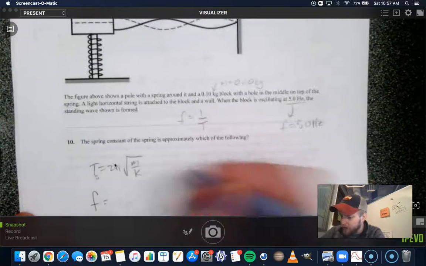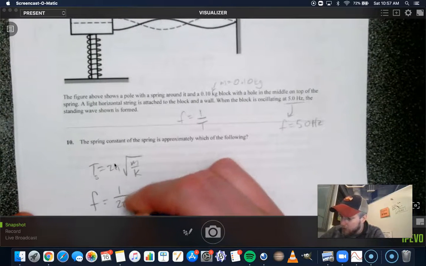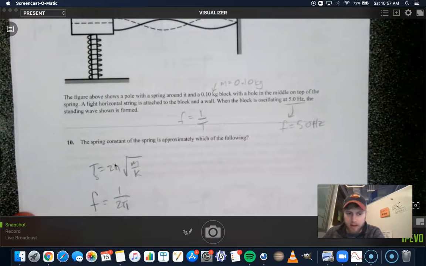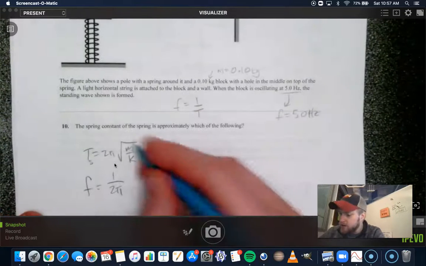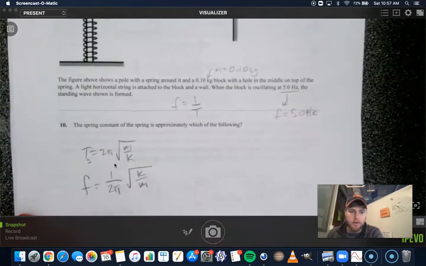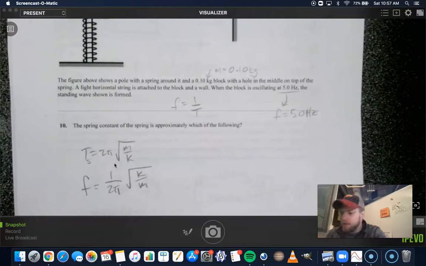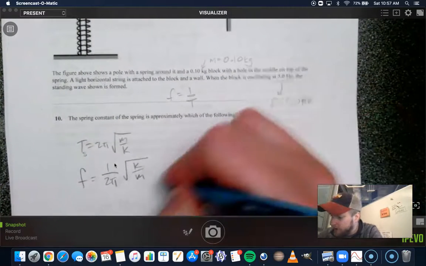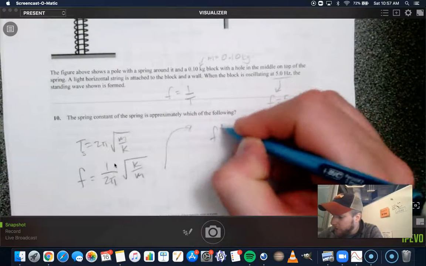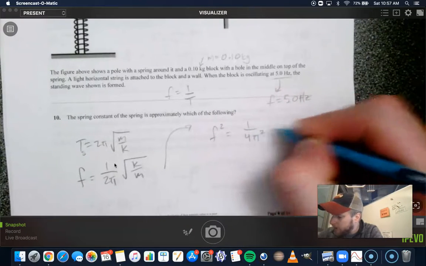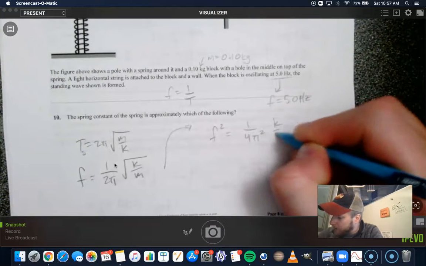Just invert everything, so 1 over 2 pi, right? It's 1 over T, which is f, 1 over 2 pi, and then just invert that as well. Back in our notes, we discussed how you can arrive at this equation. So all we need to do now is solve this for k. The easiest way to do that is to first square everything. So f squared is 1 over 4 pi squared times k over m.